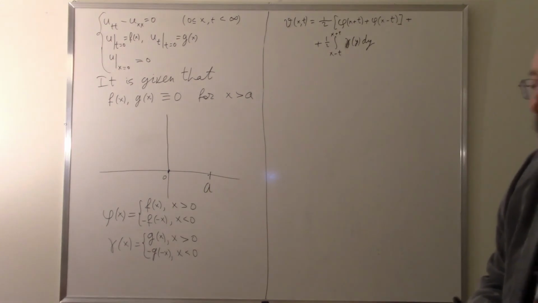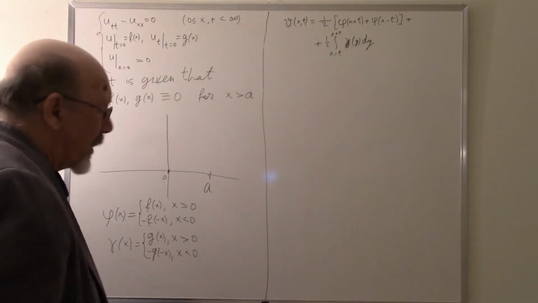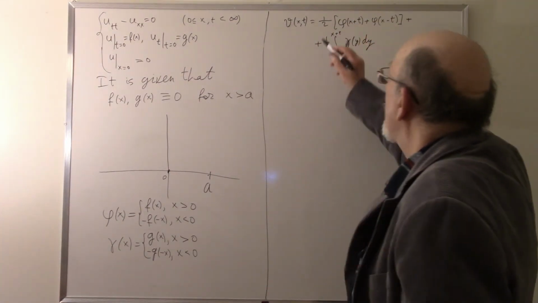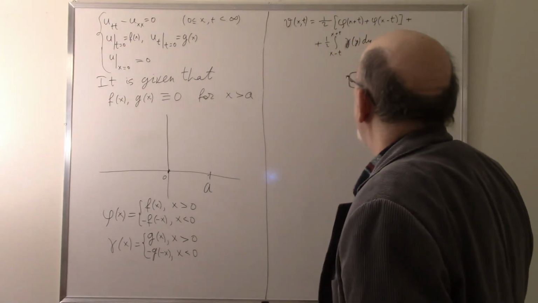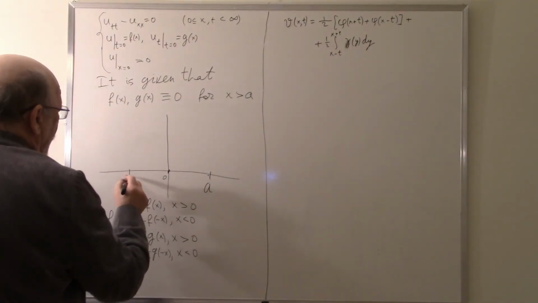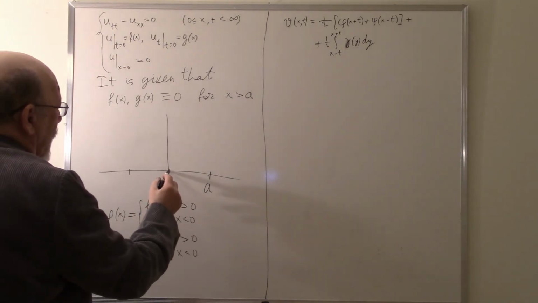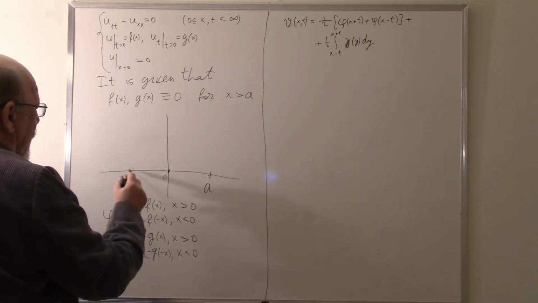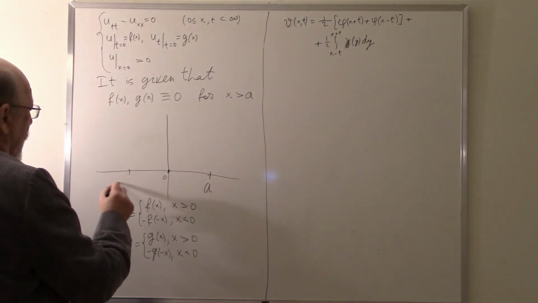Yeah. It is a solution on the whole line. The functions phi and gamma are defined on the whole line. So let us look here. Now consider these functions phi and gamma. If f is 0 for x more than a, then phi is 0 for x more than a, and for x less than minus a.